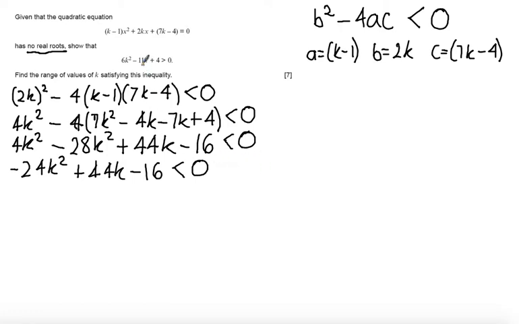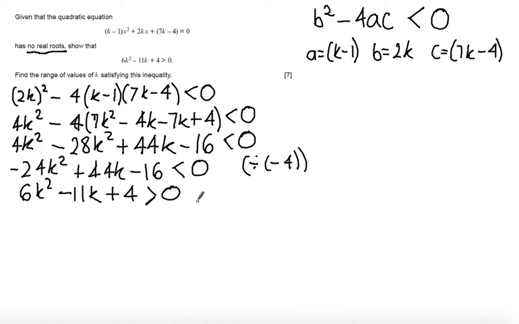Now at this point, I'm quite close to this, although it might not look like it. To get from minus 24k² to plus 6k², I just need to divide by minus 4. Just remember, if you divide by a negative number, I'm going to get the 6k². I'm going to get minus 11k, because it's already plus, so we should flip the sign of that. Plus 4. And then the inequality sign flips because I've divided by a negative number, so I get greater than 0 as required.